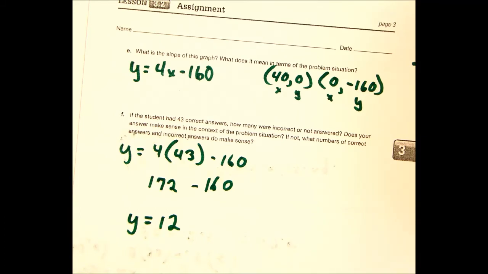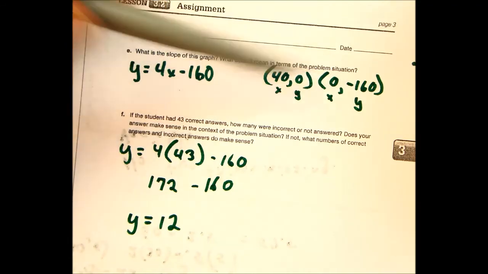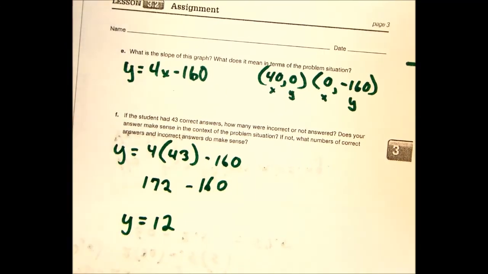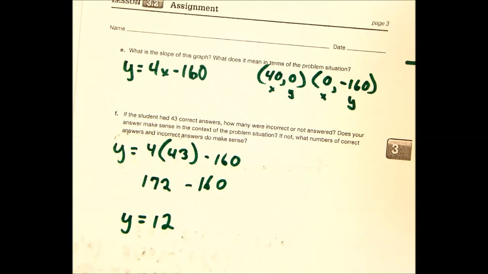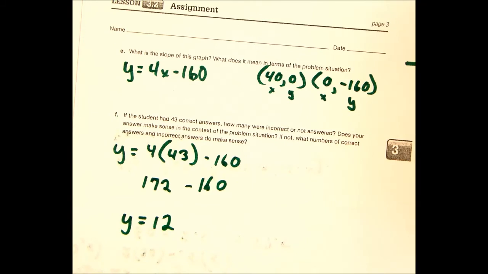Now let's go back to E here, and it says what does it mean in terms of the problem situation? That was the only thing I didn't address. Which means, what do those x and y intercepts stand for? And what does the slope stand for? Well, the slope stands for every additional correct answer, the number of incorrect answers will go up by 4 in order to still have an 80.